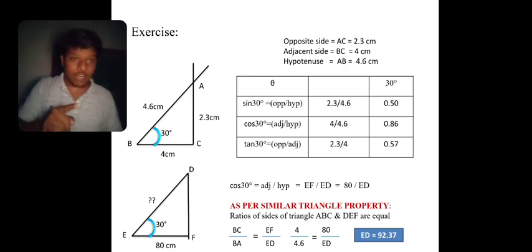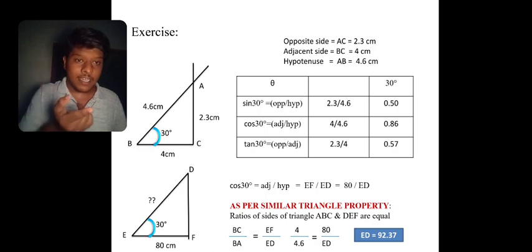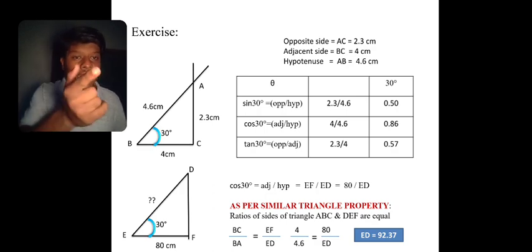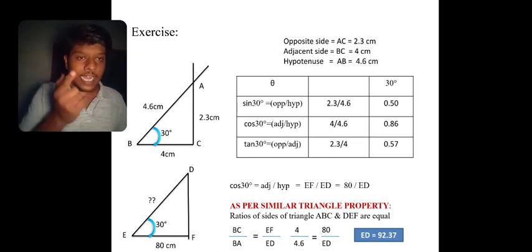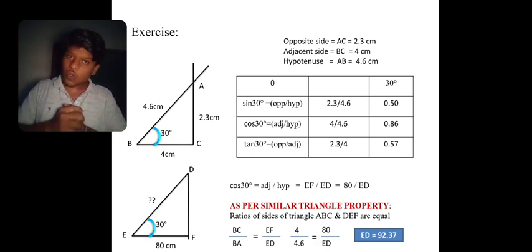Another thing I forgot to say: there is cos 30. Instead of using that ratio every time, you can write BC by BA as cos 30. Cos 30 will be adjacent side by hypotenuse. Adjacent side means EF, you know 80 cm, divided by ED. Cos 30, you know the value, 0.86. You can calculate like that also, no issues.